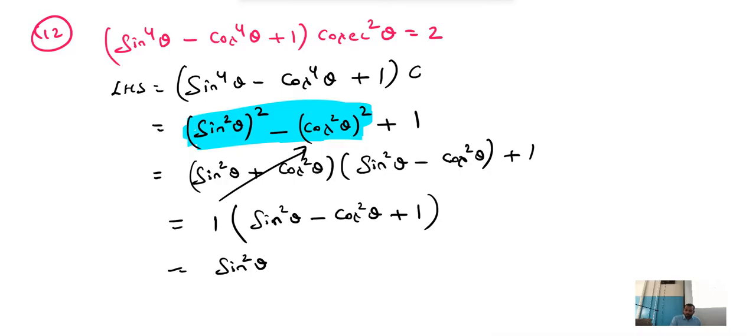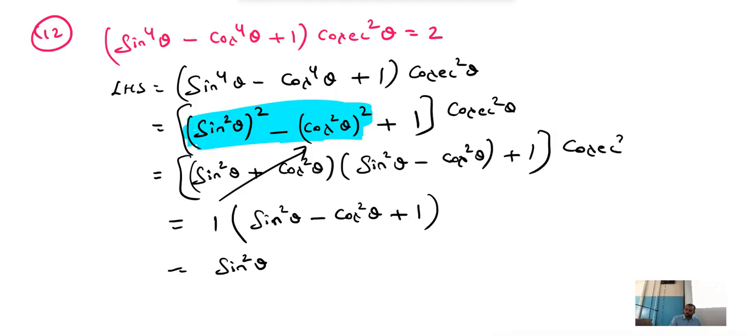Into cosecant square theta, everywhere. This complete into cosecant square theta. Again this complete into cosecant square theta. Again here also into cosecant square theta. Now sin square theta minus cos square theta plus 1, I will write as plus 1 minus cos square theta. Both are same. Either you write minus cos square plus 1 or you write 1 minus cos square. Both are same, correct?